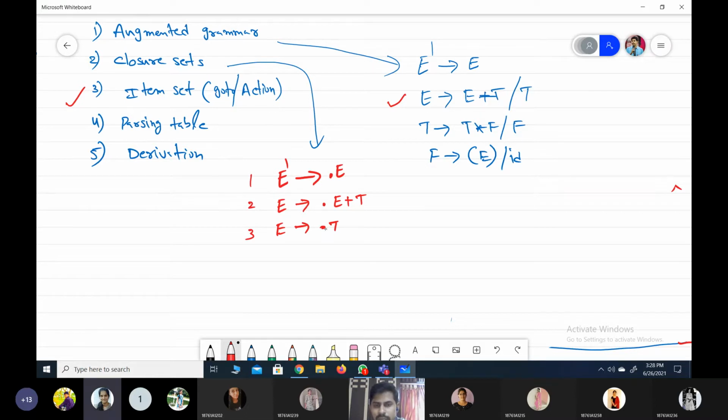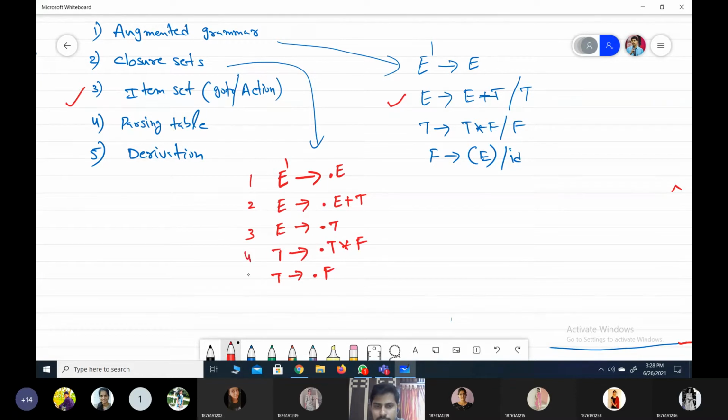But moving to production number 3, what we have after the dot is T. What is the T replaceable production in the augmented grammar? T tends to T star F, and T tends to F. Now we have to add these two productions also: T tends to dot T star F, and then T tends to dot F.